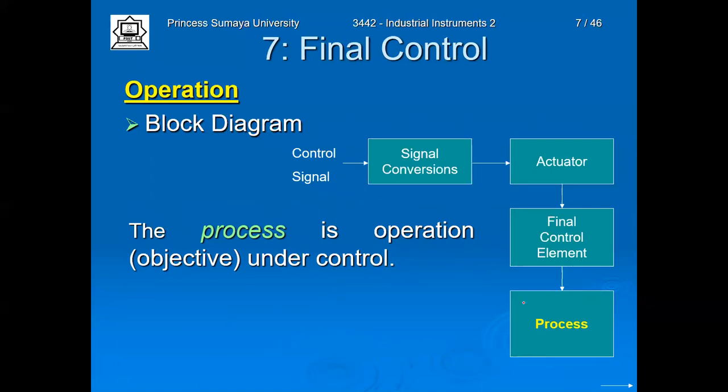For example, if we have a furnace, we need to control its temperature. Then we have fuel. So the flow of fuel to the furnace will be increased to increase the temperature, or decreased to decrease the temperature. So by controlling the flow of fuel, we control the temperature. So in this case, we have a final control element to control the flow of the process.